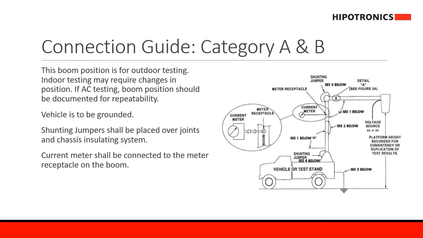This diagram is an image of the ANSI 92.2 standard, and it illustrates the connections for testing a Category A or B aerial device. Do note that shunting jumpers should be placed over joints and the chassis insulating system. This test is done with the chassis of the aerial device grounded. When performing a test like this, it is important to set up your high-pot tester for a grounded test object.